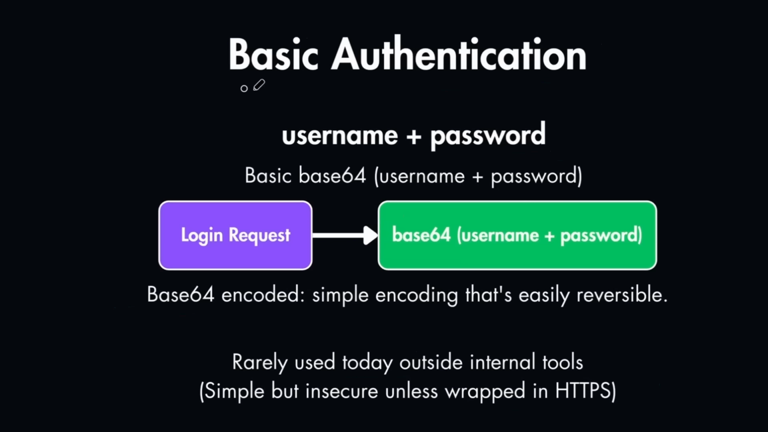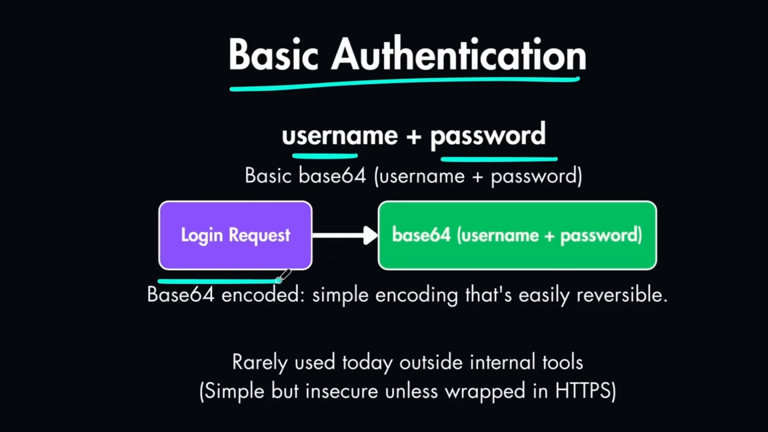The first and simplest type of authentication is basic authentication. This is where you use username and password in combination, and you send a login request which contains the base64 encoded version of username and password. This is a very simple way of encoding data and it's easily reversible. And because it's easily reversible, it's now considered insecure unless it's wrapped within HTTPS. But even with that, it is now very rarely used outside of the internal tools in the company.